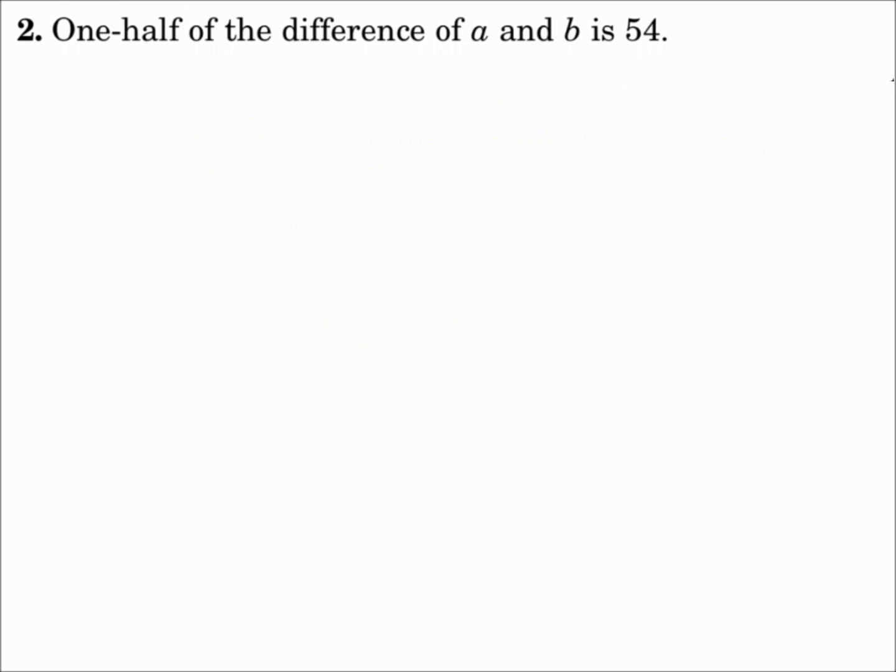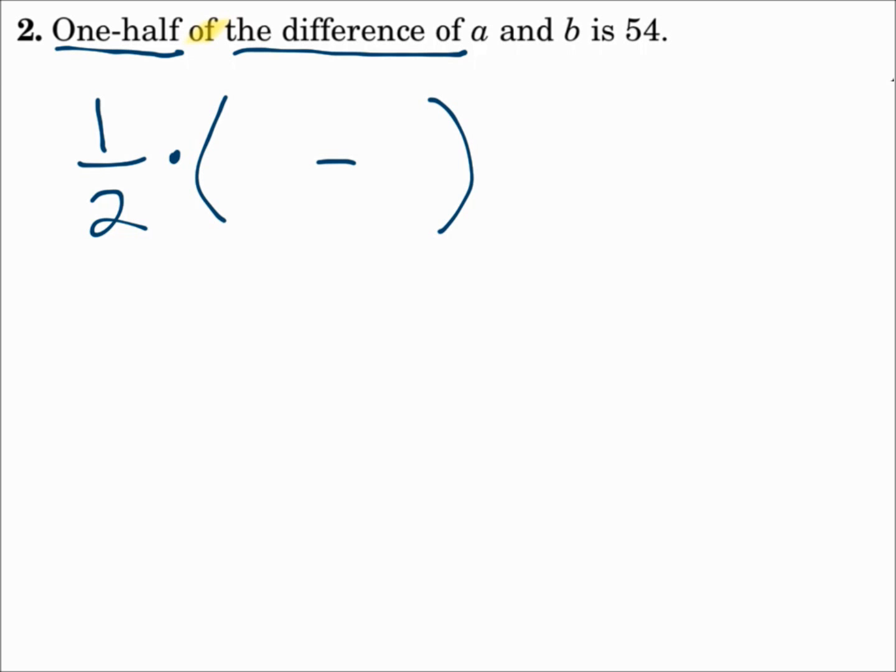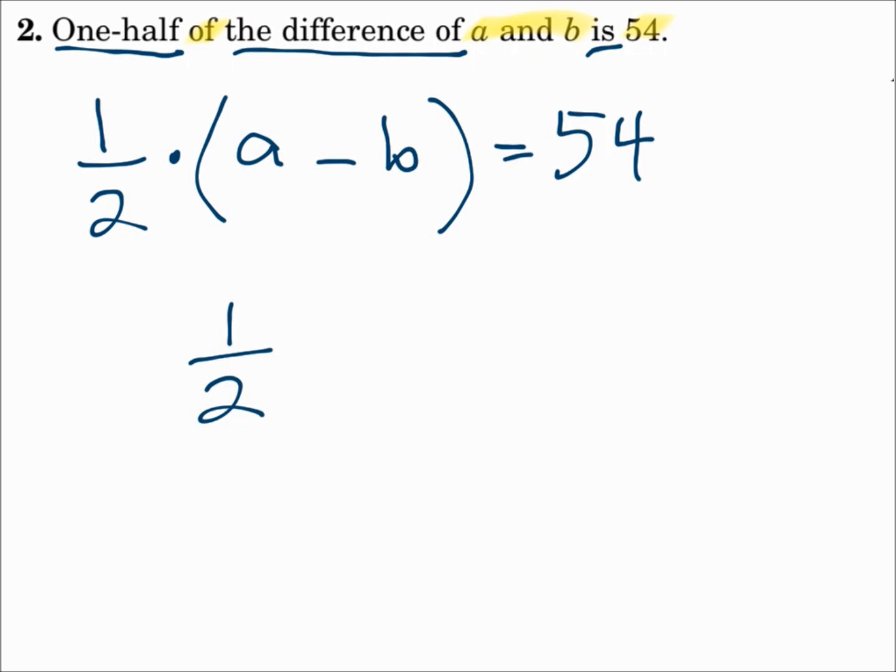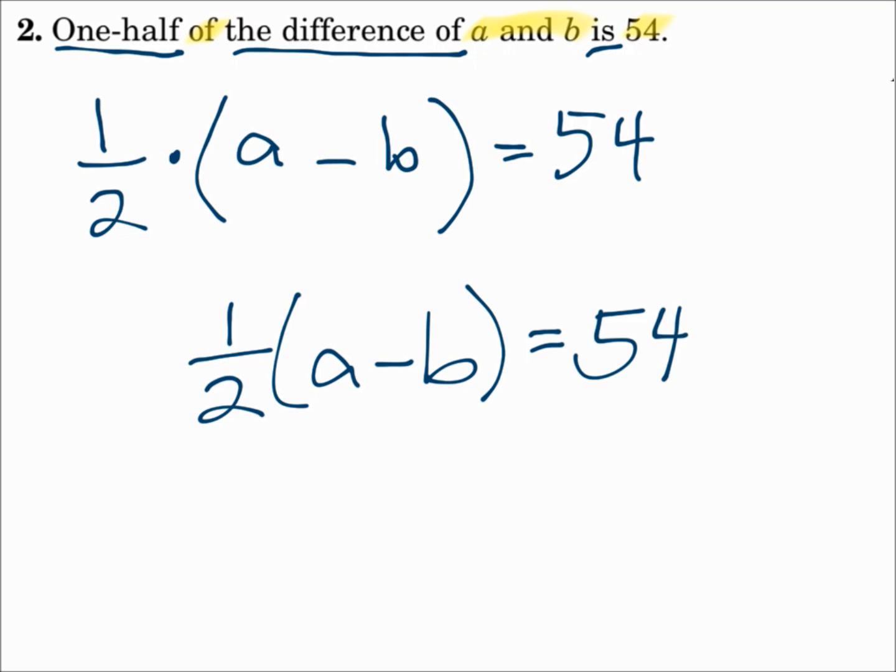Number 2. 1/2 of the difference of a and b is 54. Well, 1/2 is half. Of is multiply. The difference of means I'm going to subtract something. What am I subtracting? A and b. So do a minus b. Is your equal sign. 54 is 54. And to polish that, I don't need to say the multiplication sign. So just do 1/2 parentheses a minus b equals 54.